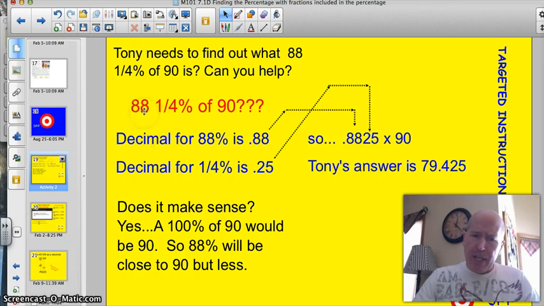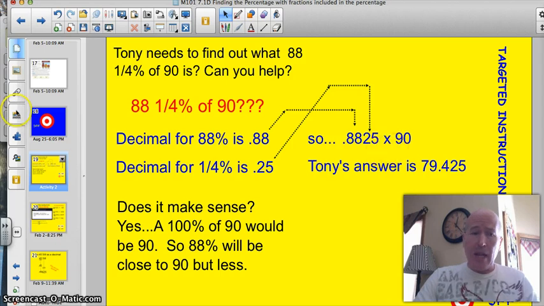We need to find out what 88.25% of 90 is. All right, the decimal for 88 is 0.88. We all know that. We also know that the decimal for 1/4 is 0.25. So what you do is you just take the 0.88 decimal and put it down. You take and add the 0.25 right at the back of it, and you do not add a second decimal. And then you have your decimal for 88.25%.